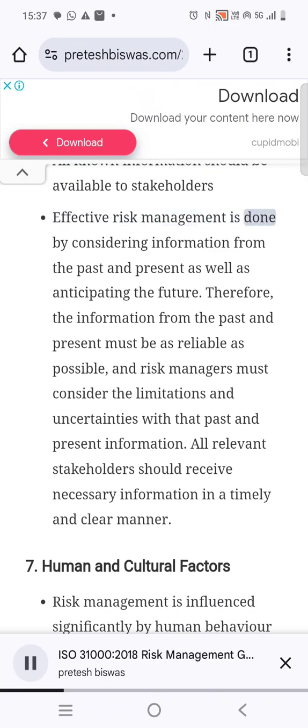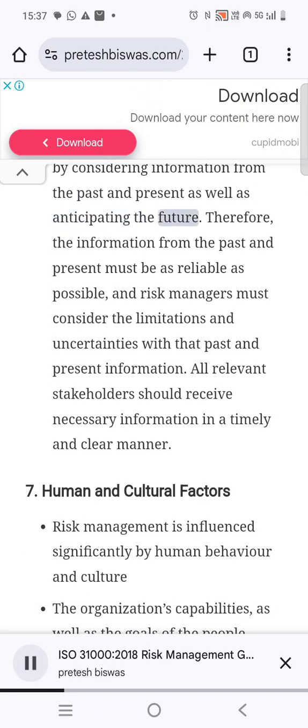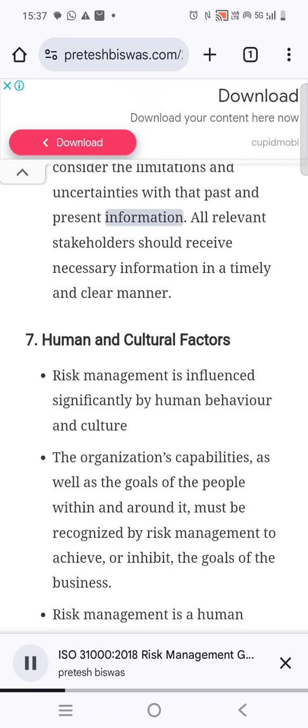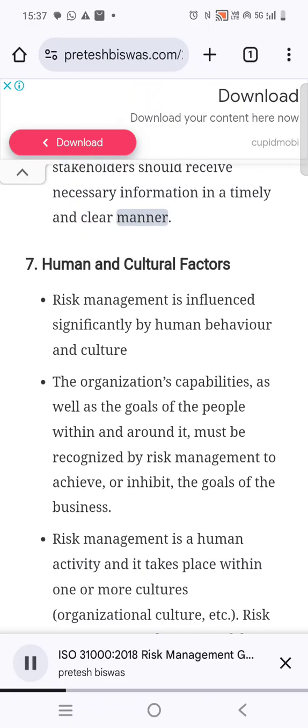Effective risk management is done by considering information from the past and present as well as anticipating the future. Therefore, the information from the past and present must be as reliable as possible, and risk managers must consider the limitations and uncertainties with that past and present information. All relevant stakeholders should receive necessary information in a timely and clear manner.